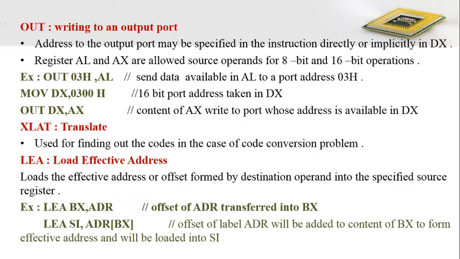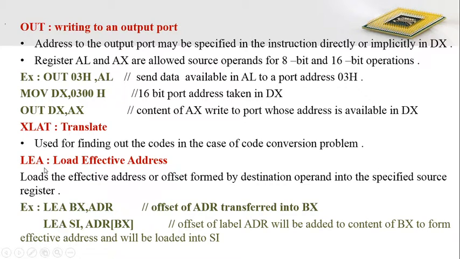Okay, so the DX register is implicitly used for storing the address information of different output ports or input ports. Next is the instruction XLAT. This is the short form of translate, and is mainly used for code conversion. Sometimes we need to convert the hexadecimal representation into 7-segment display format in order to display the resultant value on a screen. So we need similar code conversions, and in order to perform this conversion, we can use the XLAT instruction.